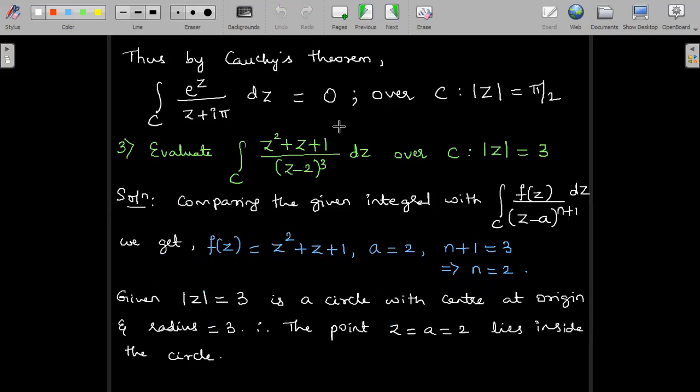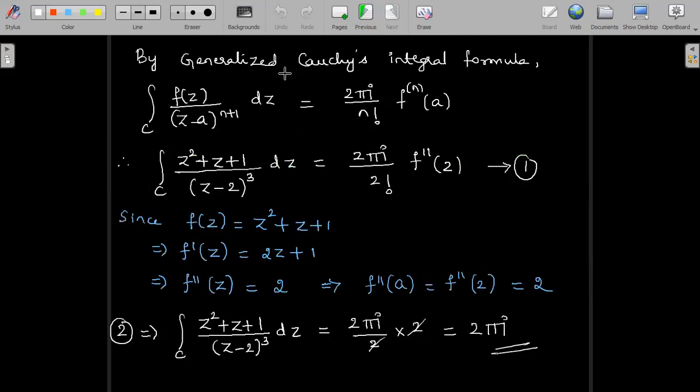So the third problem I took up, the whole power was raised to n plus 1. So on comparing with n plus 1, we were able to write down the value of n, grab the value of a from the denominator term z minus a, and the numerator was f of z. So with this, we applied Cauchy's generalized integral formula, and the evaluation of the integral gave us the answer as 2 pi I. Hence the solution.